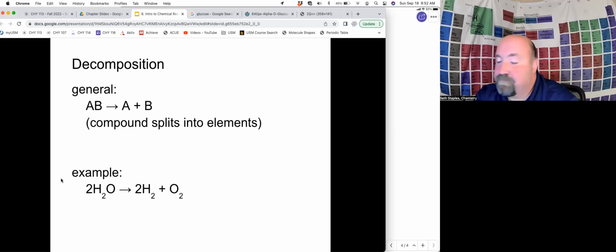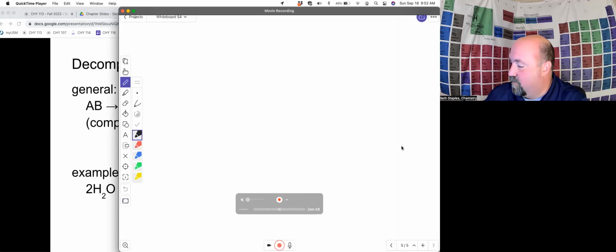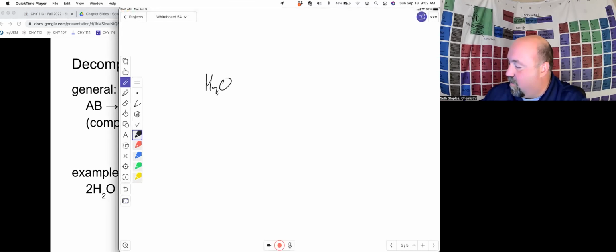Decomposition reactions, the exact opposite. Now we have a compound that is splitting into its constituent elements. Again, when we do that, we have to keep in mind what form elements are in when they exist by themselves. So in this example, we have H2O that is going to split into hydrogen, which we know is a diatomic, so that must be H2. It's also going to split into oxygen, which again we know is a diatomic, so it must exist as O2.